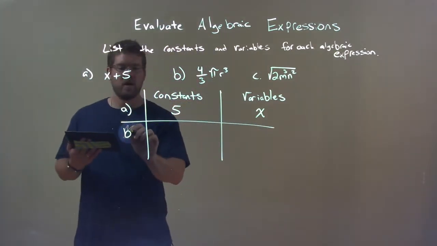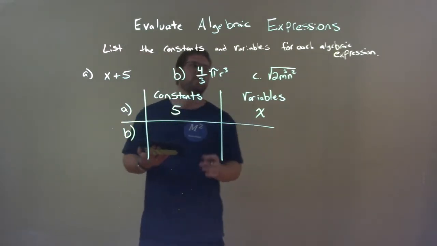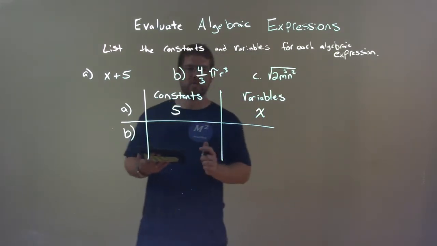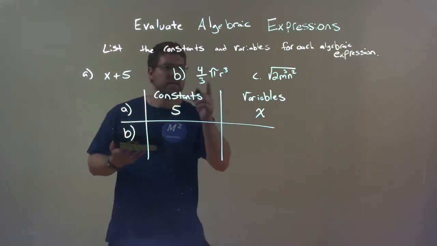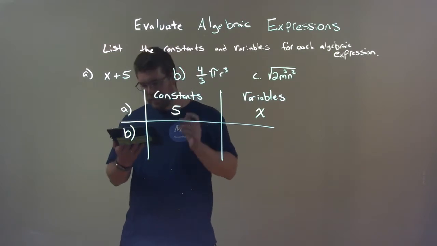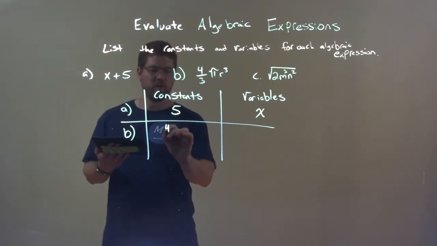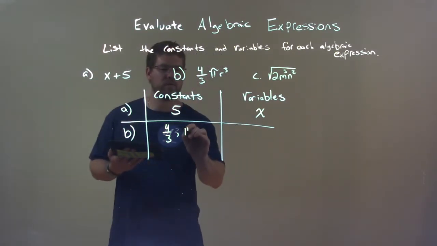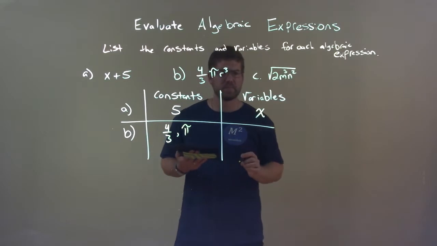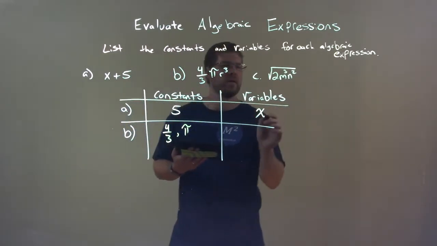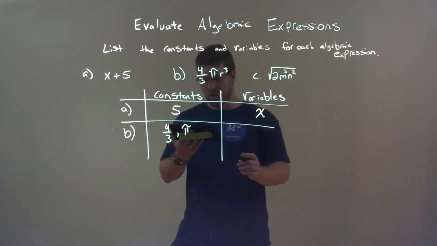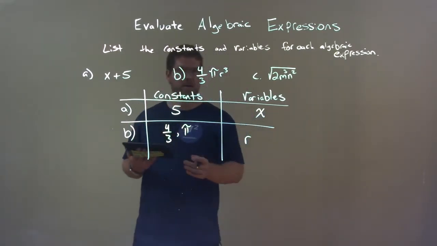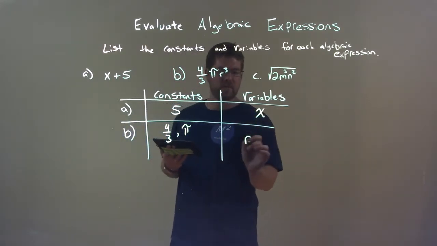For expression B, and notice we say usually expressions will not have an equal sign. That's an equation. Fun fact. Constants here for B, we actually have 2, we have 4/3. And don't forget, pi itself is also a constant. And lastly, our variable is R. Notice I didn't put the third power. That's a power. The variable itself is just the R.